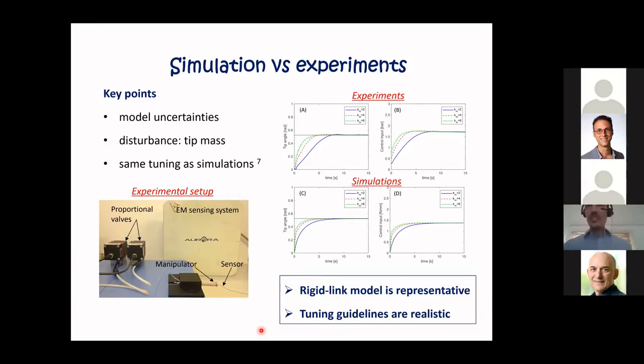Apologies. Okay, yeah, so basically very quickly, here we are showing how the experiments and the simulation are very similar, at least visually, because we've used the same parameters in both cases. And the point is to show that our modeling approach, even though it is approximate, is actually representative, at least for this time scale. And the tuning guidelines, which we used for our simulations, are in fact realistic. We can use those to choose the parameters that will work in real life.